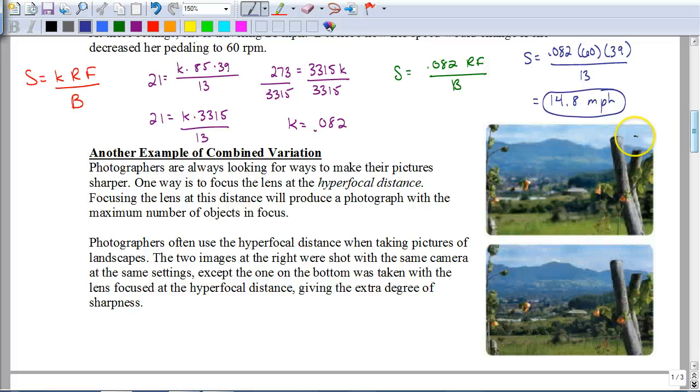So if you notice with this first diagram over here, the only thing that's really in focus is this tree that's in the front, and maybe part of this tree that's also in the front. The stuff in the back is very blurry. Photographers often use the hyperfocal distance when taking pictures of landscapes. Two images at the right were shot with the same camera at the same settings, except the one on the bottom was taken with the lens focused at the hyperfocal distance, giving the extra degree of sharpness. So you can see at the bottom here that there's more things in the back that are a little bit more clear than what we're looking at in the front picture.